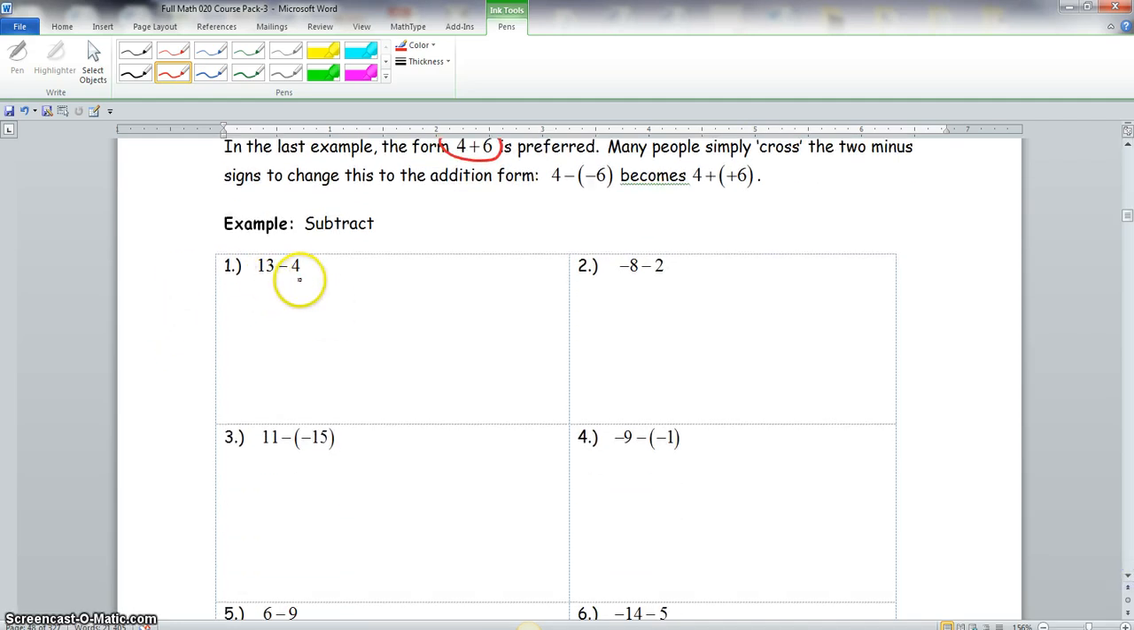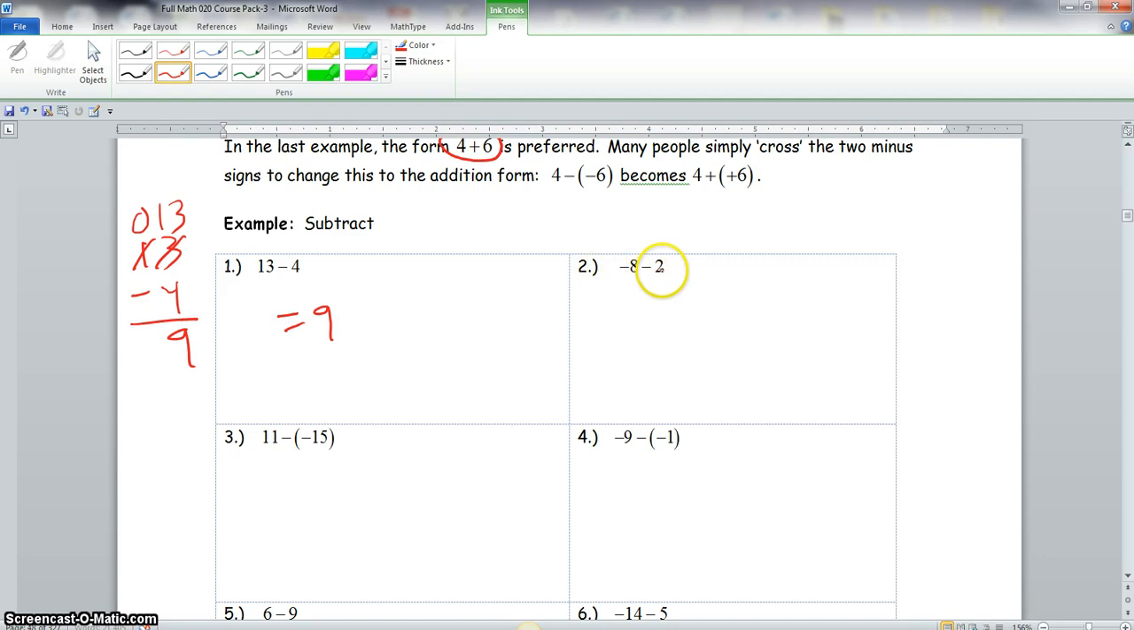We had 13 minus 4. We know we could go off to the side and say 13 minus 4. We cannot subtract 4 from 3, so we borrow 1 from this 1 and that's 0, and this 3 will become 13. 13 minus 4 is 9. So our final answer here is 9.